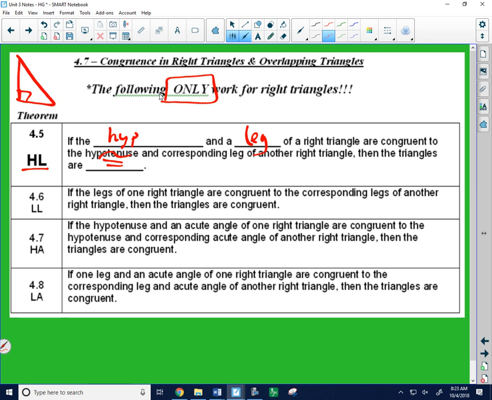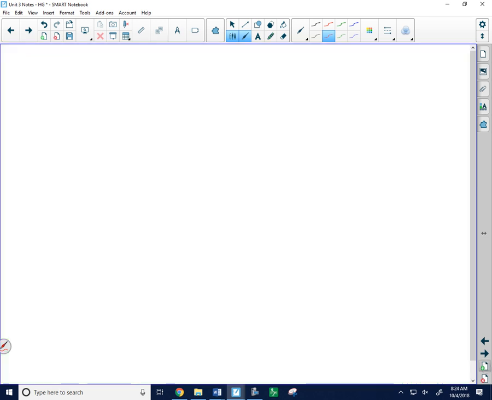Now, up here on mine, I made it bigger in the boxes, but under here, as I said, for right triangles, there's also LL, HA, and LA. However, HL is the only new one, actually. So LA would be leg angle, HA would be hypotenuse angle. You do not have to know those.